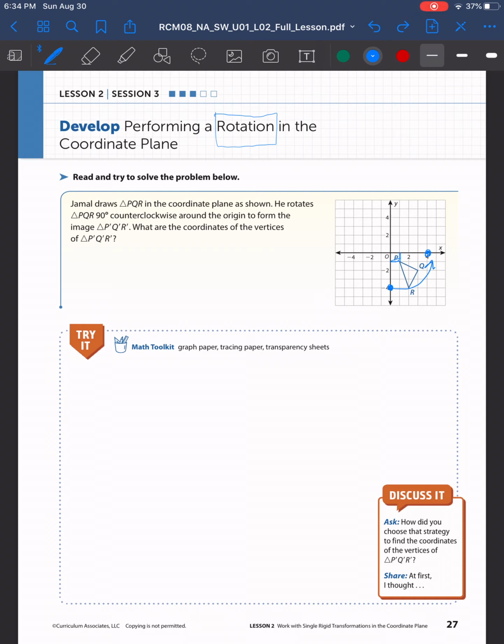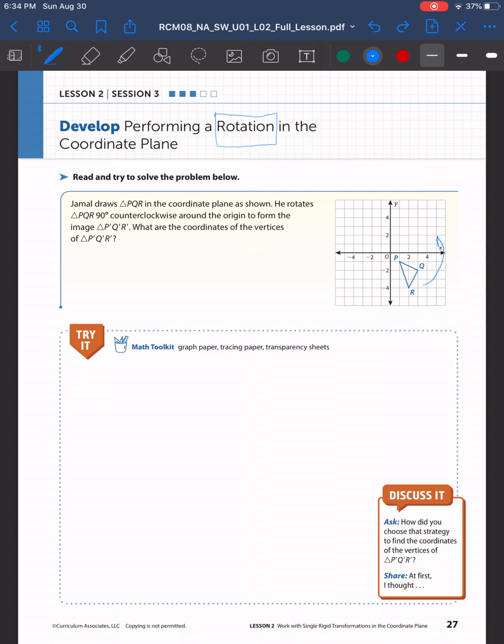So remember that, 90 degrees literally means it's going to flip from this area all the way up to this area. But we also have to be careful, because if it says counterclockwise or clockwise, that'll change everything too. If it's going clockwise, it'll go that way. If it's going counterclockwise, it'll go that way, okay? Okay, so let's go ahead and figure this out. Jamal drew triangle PQR in the coordinate plane. He rotates it 90 degrees counterclockwise.